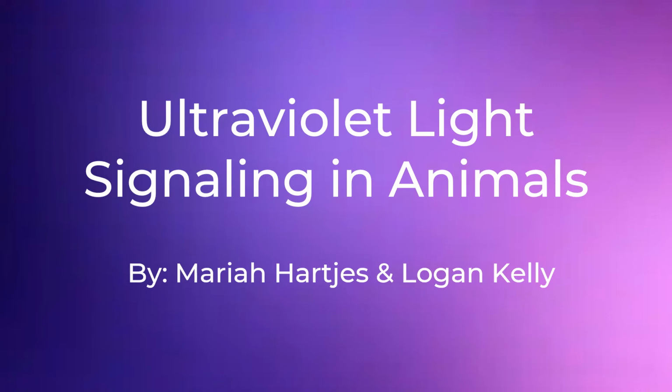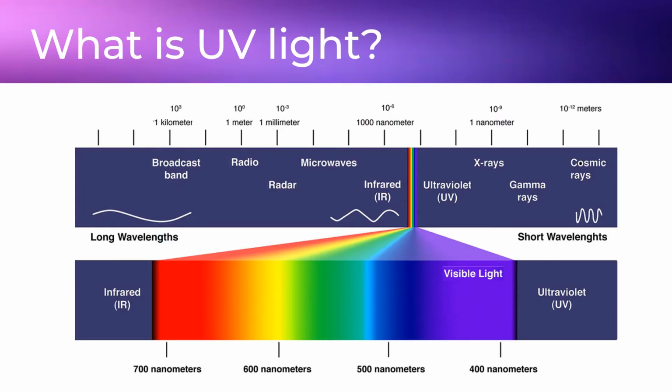Today we're going to be talking about ultraviolet light signaling in animals. So what is UV light? Ultraviolet light is a type of electromagnetic radiation with a wavelength ranging from 10 to 400 nanometers. This is on the lower end of the visible spectrum.